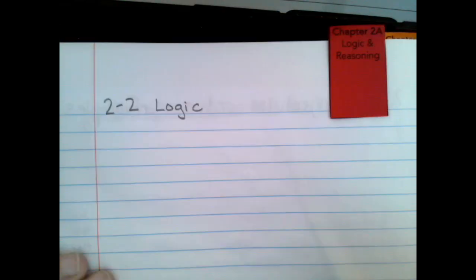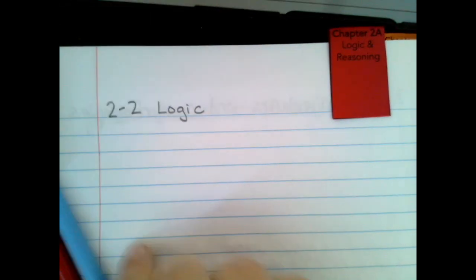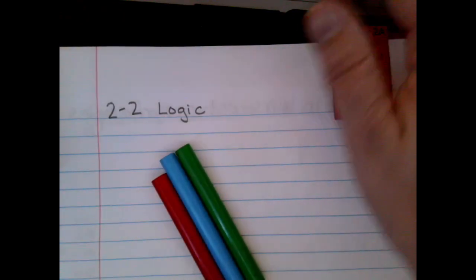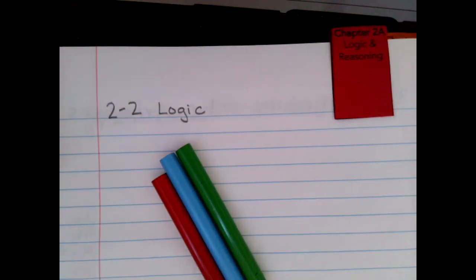So chapter 2, we're on logic. It's a really quick chapter. The next lesson that we do is 2-3, and 2-3 is actually going to be broken up into multiple days because 2-3 is a lot of information. So today we're doing 2-2. We're going to start with logic.